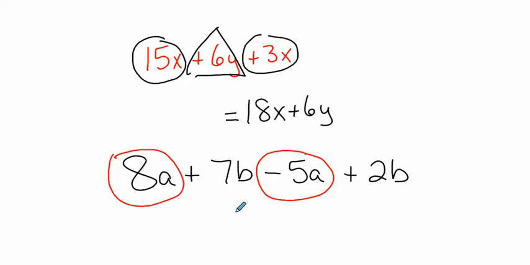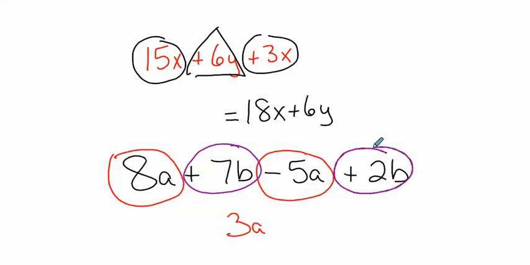So I have 3A. Now I'm going to look at my B's. I have 7 B's here, and then I add another 2 B's. So altogether, I have 9 B's. Again, that's it.